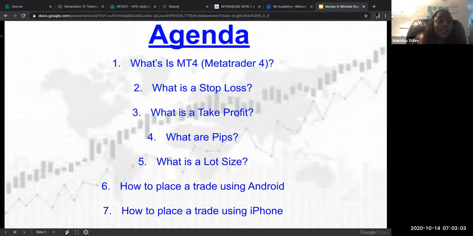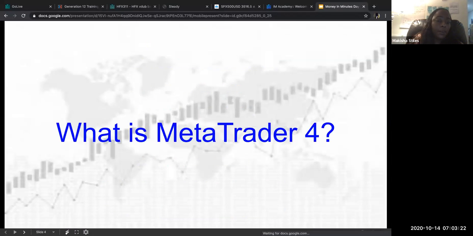All right, tonight's agenda, we're gonna go over what is MetaTrader 4, what is a stop loss, what is a take profit, what are pips, what is a lot size, how to place a trade using the Android, and how to place a trade using the iPhone. All right, the first one, what is a MetaTrader 4?